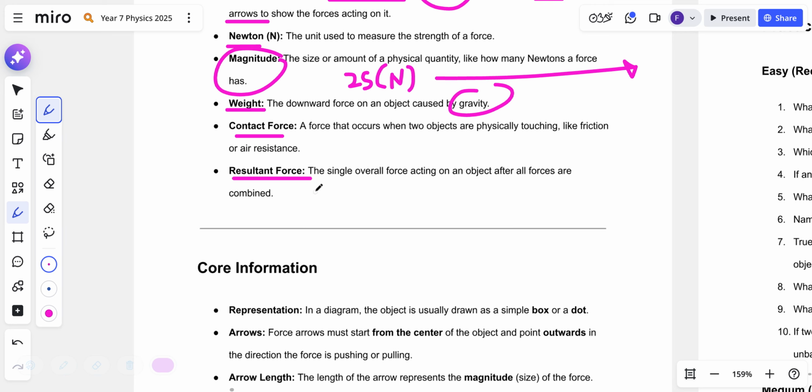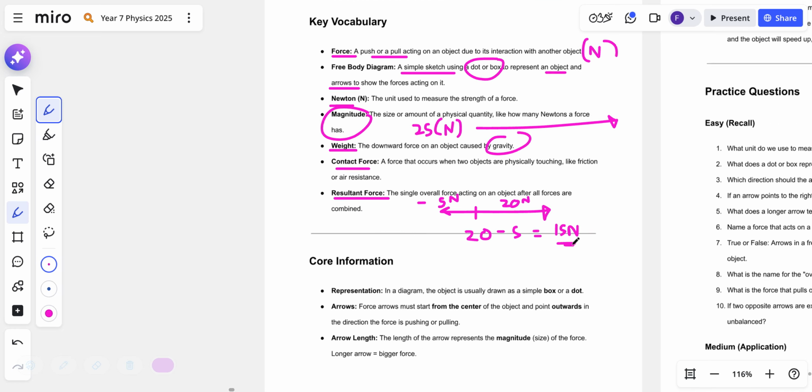And resultant force is, well, if I've got a forward 20 newtons, and let's say this is the car, and I've got a backwards 5 newtons, this is to the left, so it's minus 5 newtons, you simply take away opposite arrows. So my resultant, my overall force is 15 newtons.